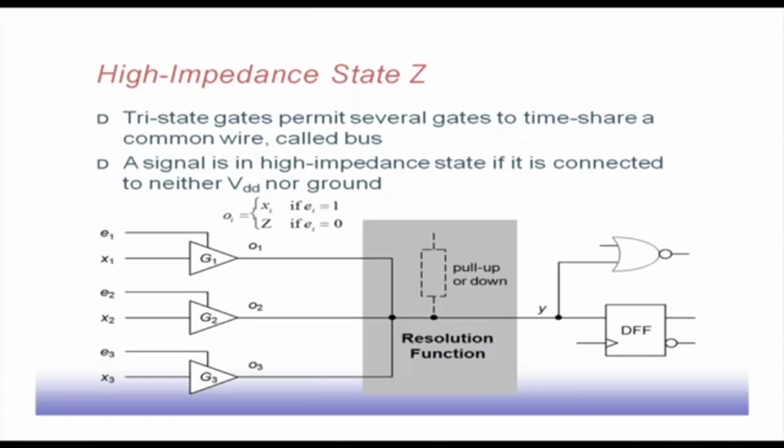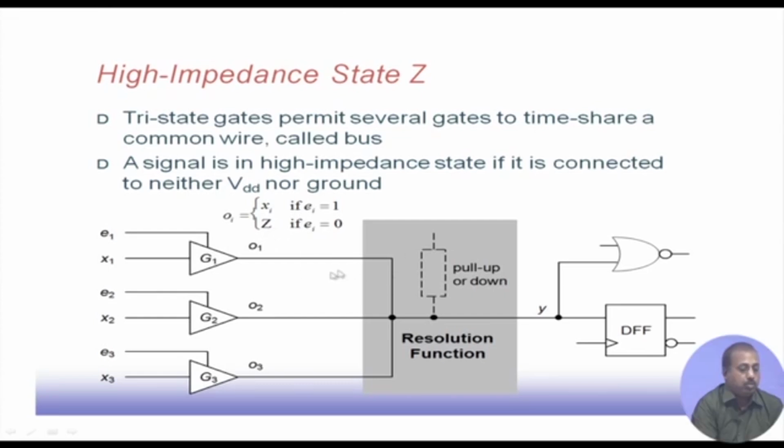Another is the high impedance state. Tri-state gates permit several gates to time share a common wire like this. We have got, say, G1, G2, G3, and these are all tri-state gates. If E1 is high, then X1 will come to the output O1, and O1, O2, O3 are actually connected in this fashion. Now, Y equals Xi if Ei equals 1, and Y is Z if Ei equals 0. So, that is the thing.